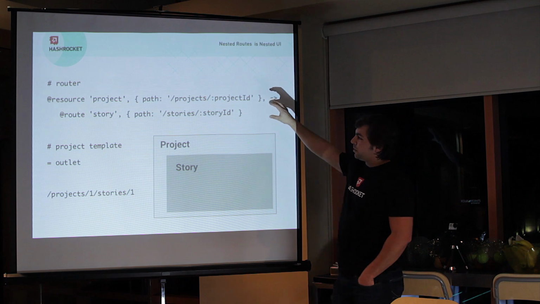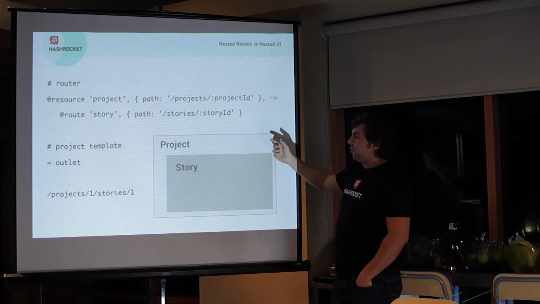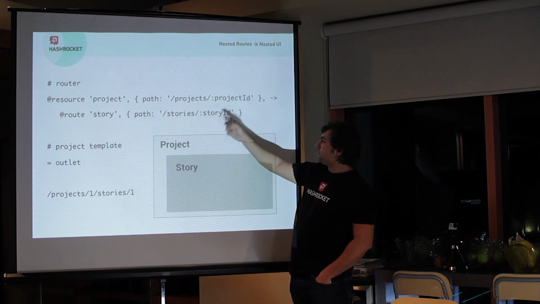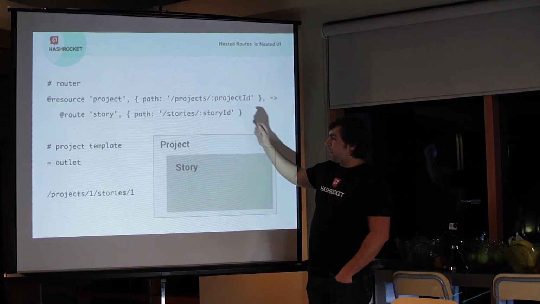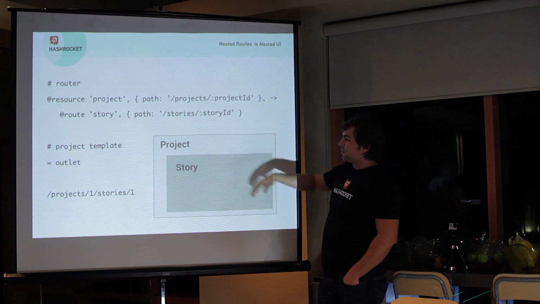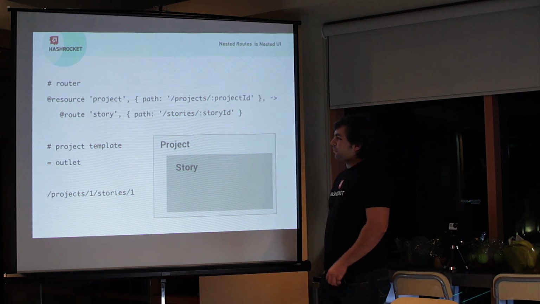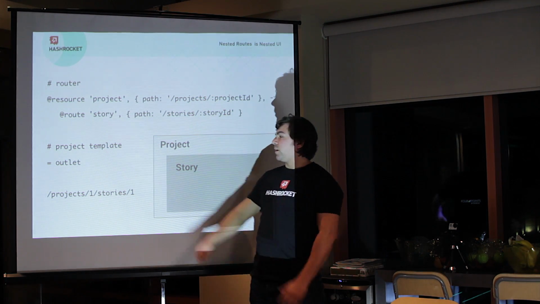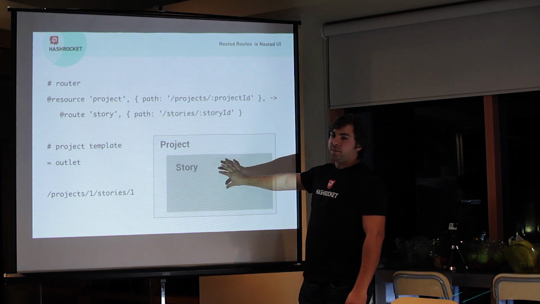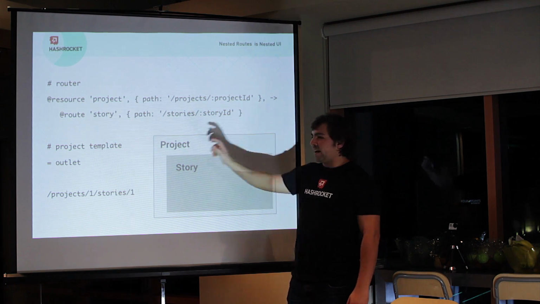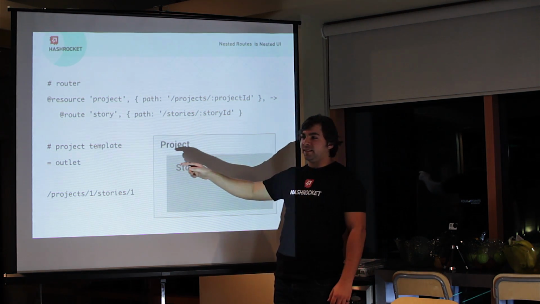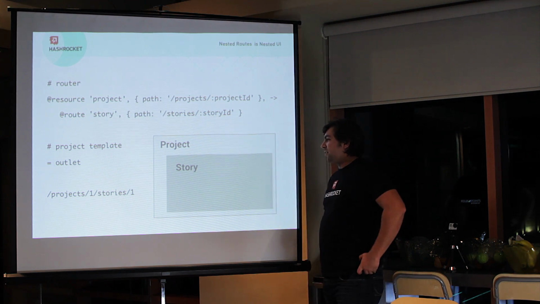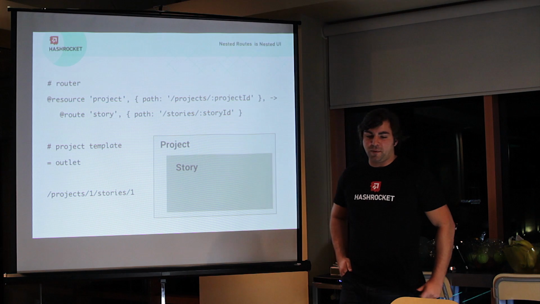And then inside this project resource, I have a story route. So I'd end up with projects/1/stories/1, and that's going to give me a UI like this. The way this works is inside the project template, you have another outlet tag, which is like your yield, so that the story has a place to show up. And you can't forget that outlet tag, because then you're going to go crazy wondering, where's my thing? It's not here.